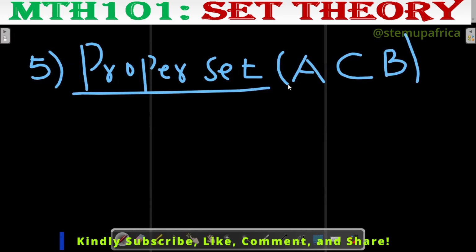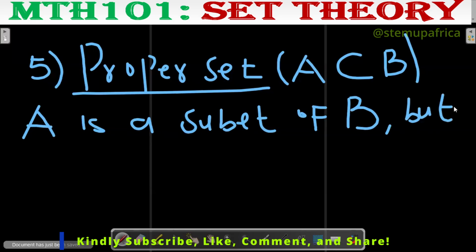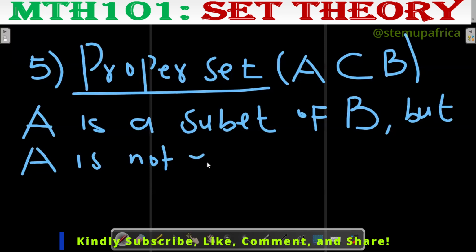So if A, for instance, is a subset of B, but A is not equal to B. Okay, that's what I mean.